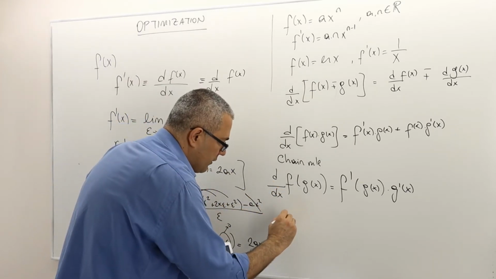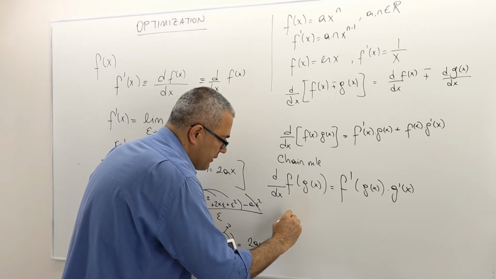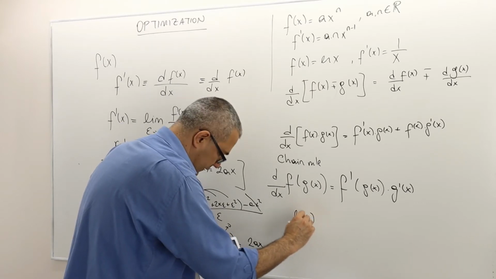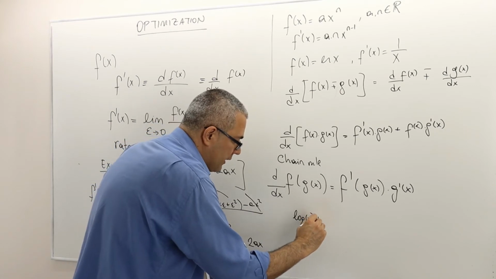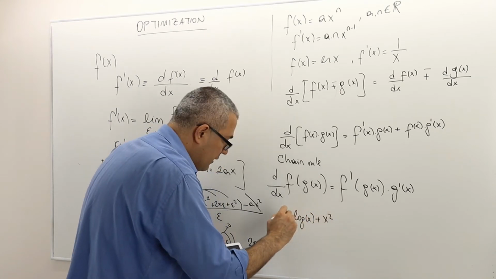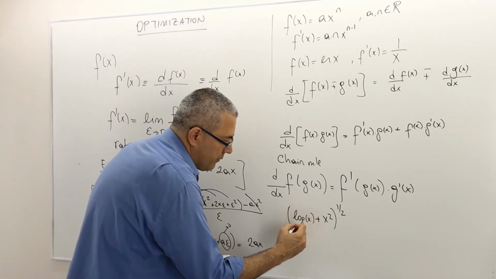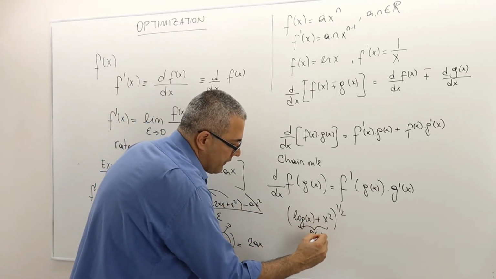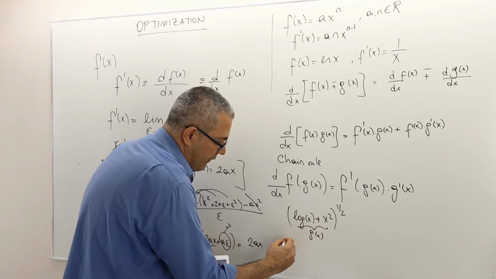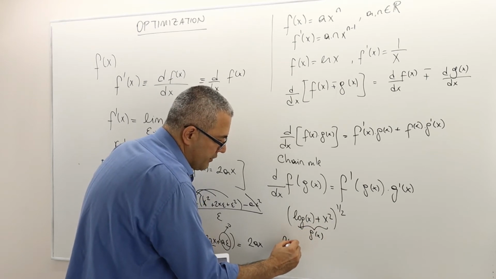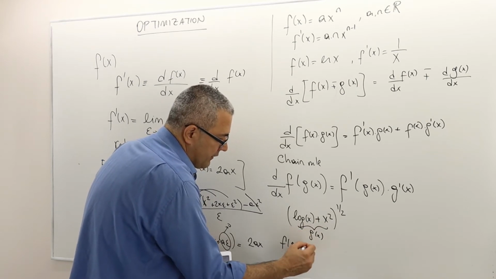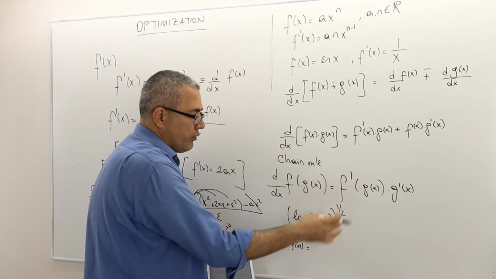Here is a very simple example. Let's say your function is log x plus x squared, to the power 1/2. So this is my g of x, and this is my f. F of g of x is the square root of g of x.